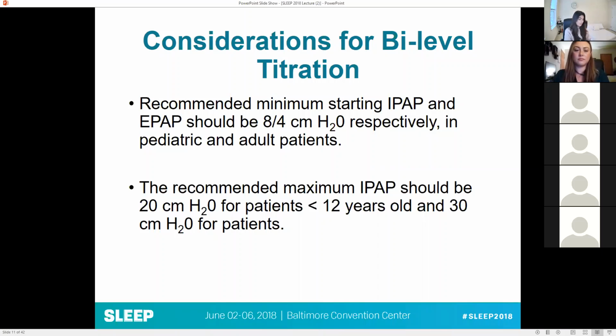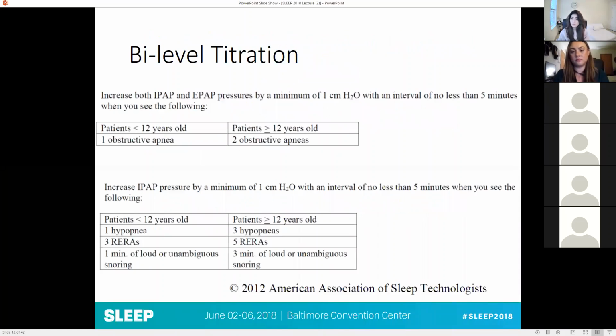The recommended IPAP for pediatric patients is less than 20, and then you can go up to 30 for adults. Next slide. And this just outlines when we increase both the IPAP and EPAP during a titration study. And again, this is for patients with obstructive sleep apnea.